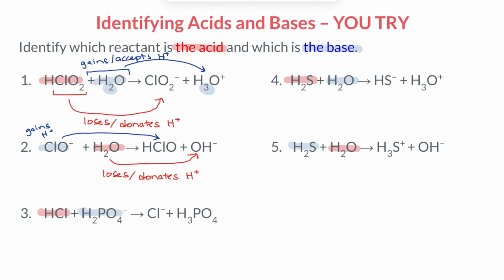All right. So on these, I highlighted my acids in red, my bases in blue, and kind of gave you those same notes I had here. So in number 3, HCl is an acid, H2PO4 acts as a base. And then in number 4, H2S acts as an acid, H2O as a base. And that flips in number 5 to H2S as the base and H2O as the acid, and that's based on what we see happening in our products.